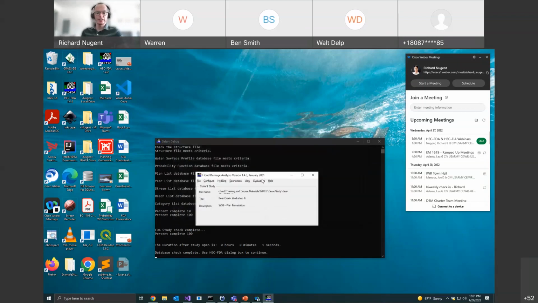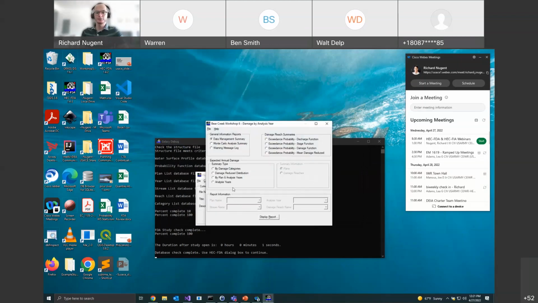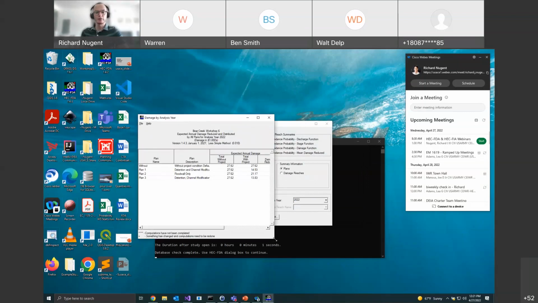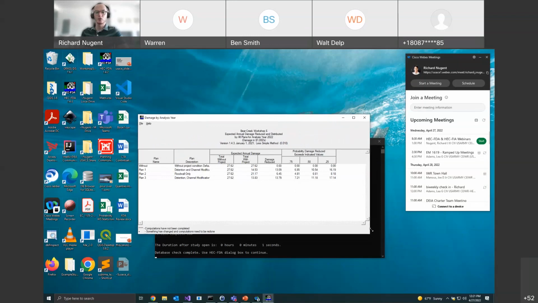Once we have computed expected annual damage, we can go to evaluation results and look at damage by analysis year. We looked at the damage reduced distribution report. We can look at that by plans for a given analysis year, and this is the same report that we looked at, expected annual damage reduced and distributed.